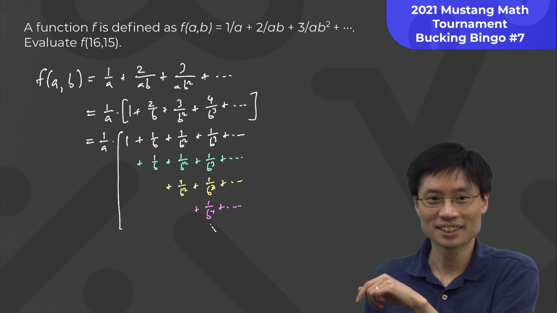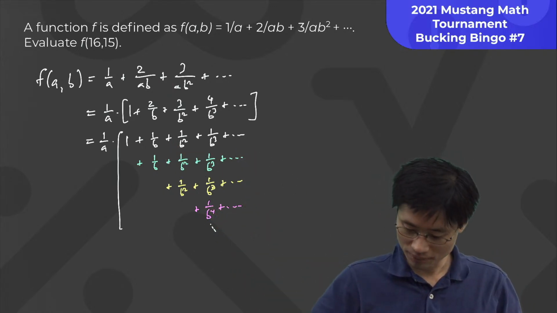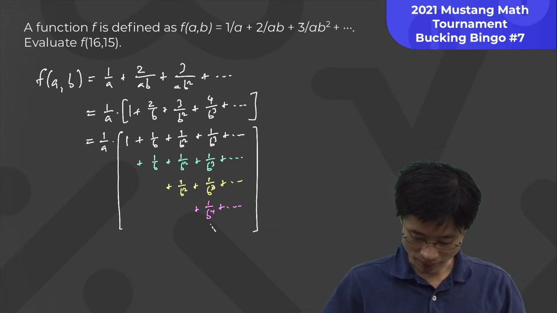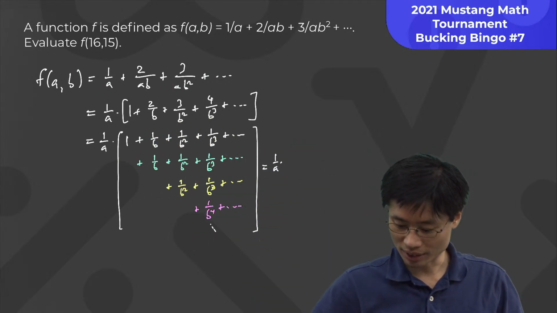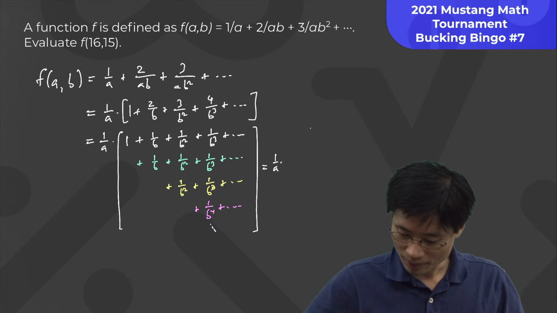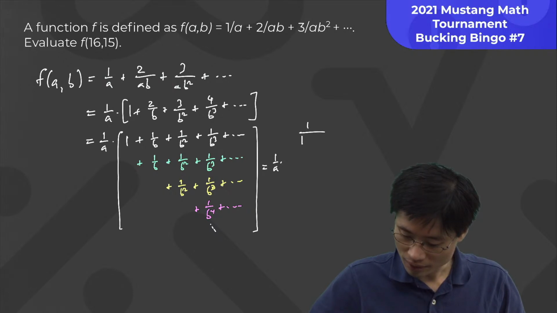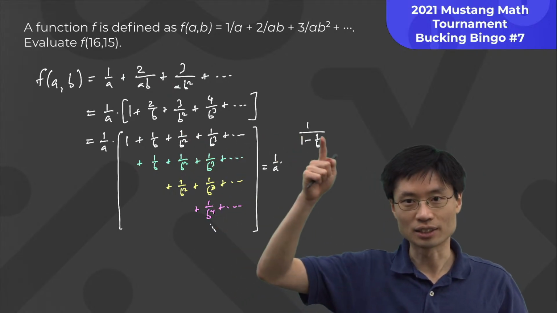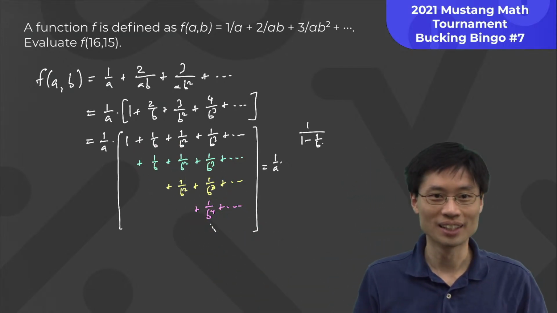Now, why do I like this? Well, each of those rows is a geometric series. So that means that the whole sum is going to be equal to 1 over a times, what are all of these? So the first one is an infinite geometric series of the form the first term over 1 minus the common ratio. Is that clear? It's going to be the first term over 1 minus the common ratio, which is 1 over b. This is actually pretty good.